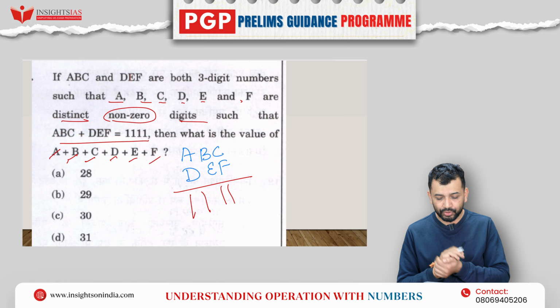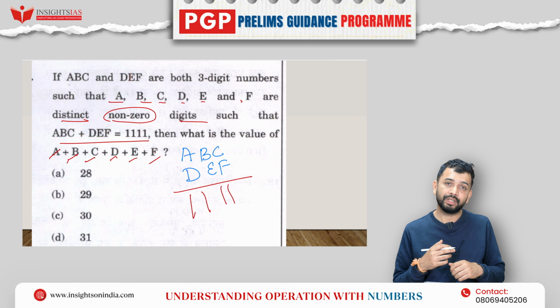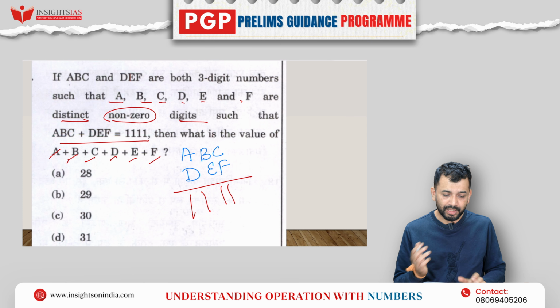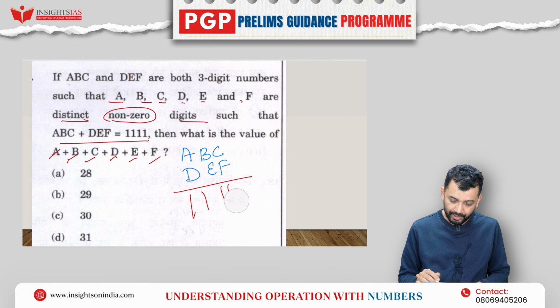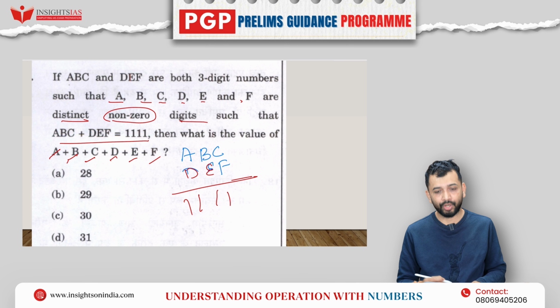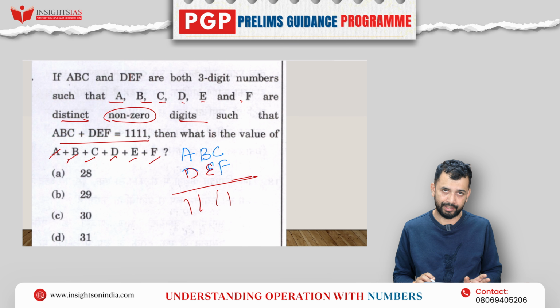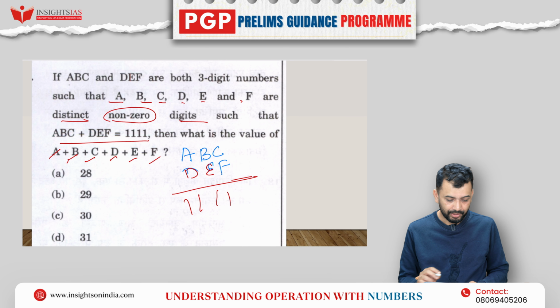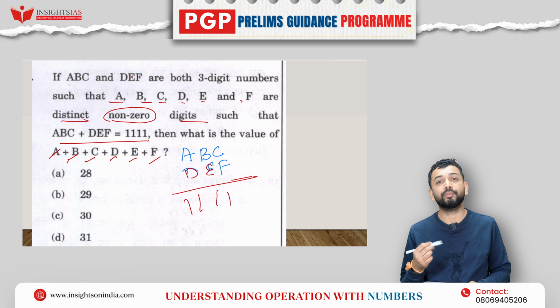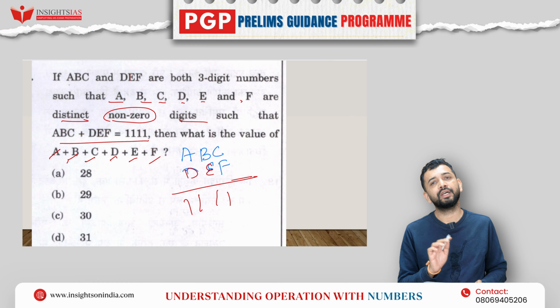Now if I look at the question without knowing A, B, C, D, E, F, how do you find it out? That is a tricky kind of question. But let's understand how to do this. They have told that this is 1, 1, 1, 1. Now as I told you, C plus F, the answer is ending up with 1. What is the meaning of it? It cannot be a normal 1, because why? Because they have told that none of them are 0.